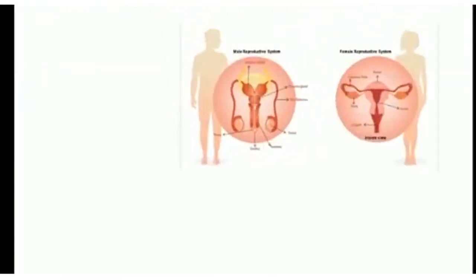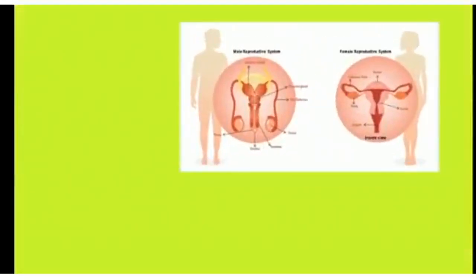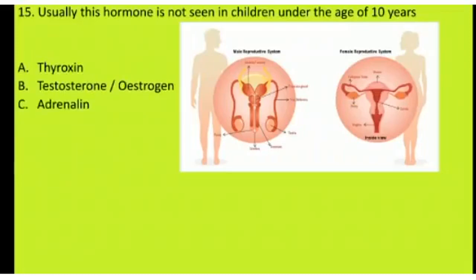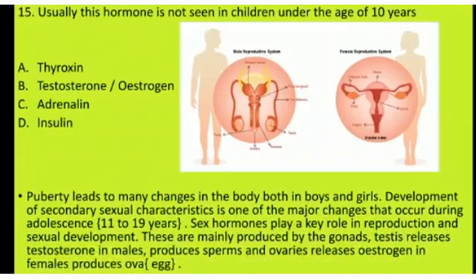Here comes our last question. Usually this hormone is not seen in children under the age of 10 years. Is it A, thyroxine? Is it B, testosterone or estrogen? Is it C, adrenaline? Is it D, insulin? Yes, it's the testosterone and estrogen. So let me explain this.